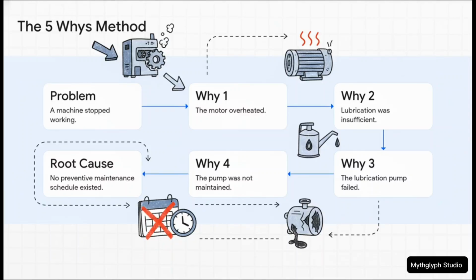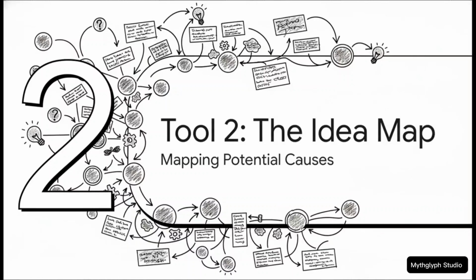There was no preventative maintenance schedule in place. See what happened? The problem wasn't a bad motor at all. It was a bad process. The 5 whys method is absolutely perfect for a problem that has a single straight-line cause. But what happens when it's not that simple?